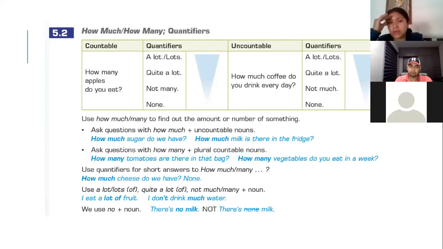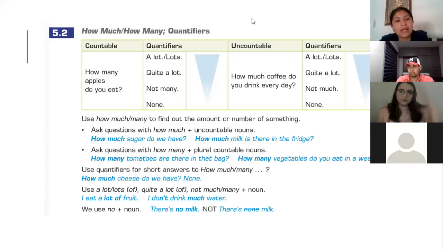Oh, a lot of apples. Quite a lot, which is like, okay, yes, it's a lot, but not that a lot. Not many, it's like no tantas. And then none, it's 0, right? Nothing. And then uncountable. So we have how much coffee do you drink every day? And the answer will be from a lot to none. Okay? We can also use like, well, let's go and read. Vamos a seguir y ahorita vemos otras expresiones.